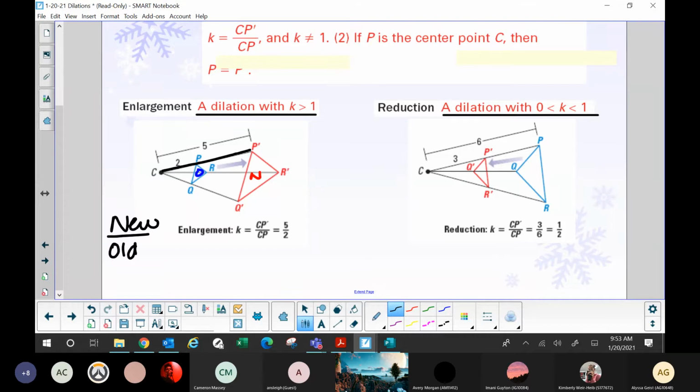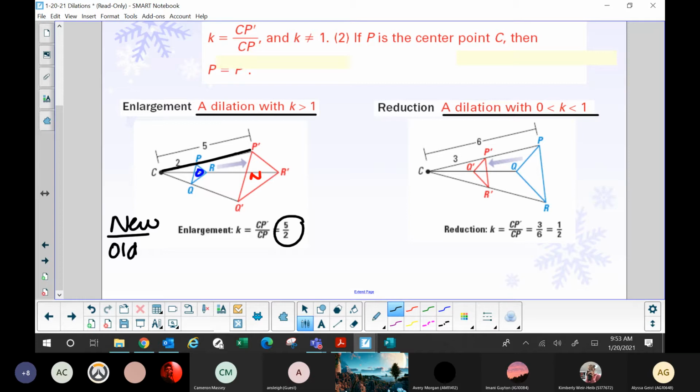The old distance is 2. So that would be your scale factor. That is greater than 1, so that's an enlargement. Here on the other side, we're going from blue to red. It's getting smaller. From P to P prime, you're getting smaller. So this is a reduction.